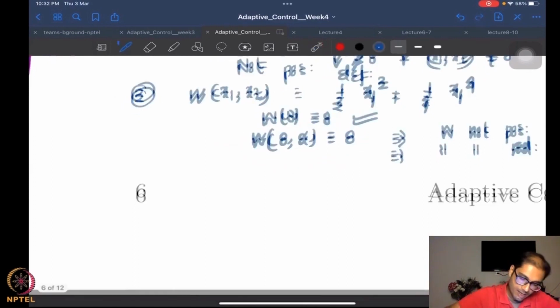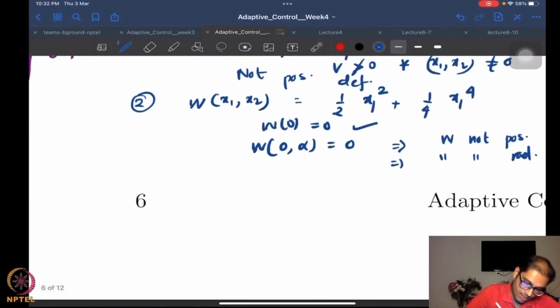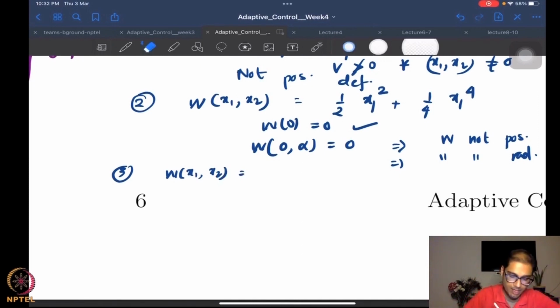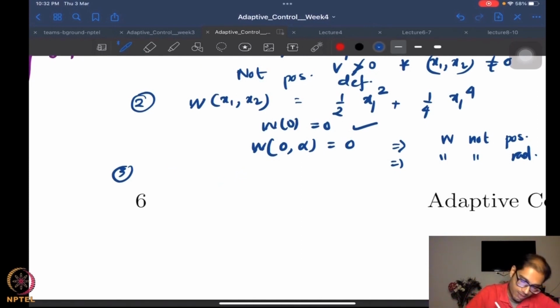Okay, great. Let's look at a slightly better example. W(x1, x2), well, let me use something better. We have already seen this example. W(x), where x can be in R^n.